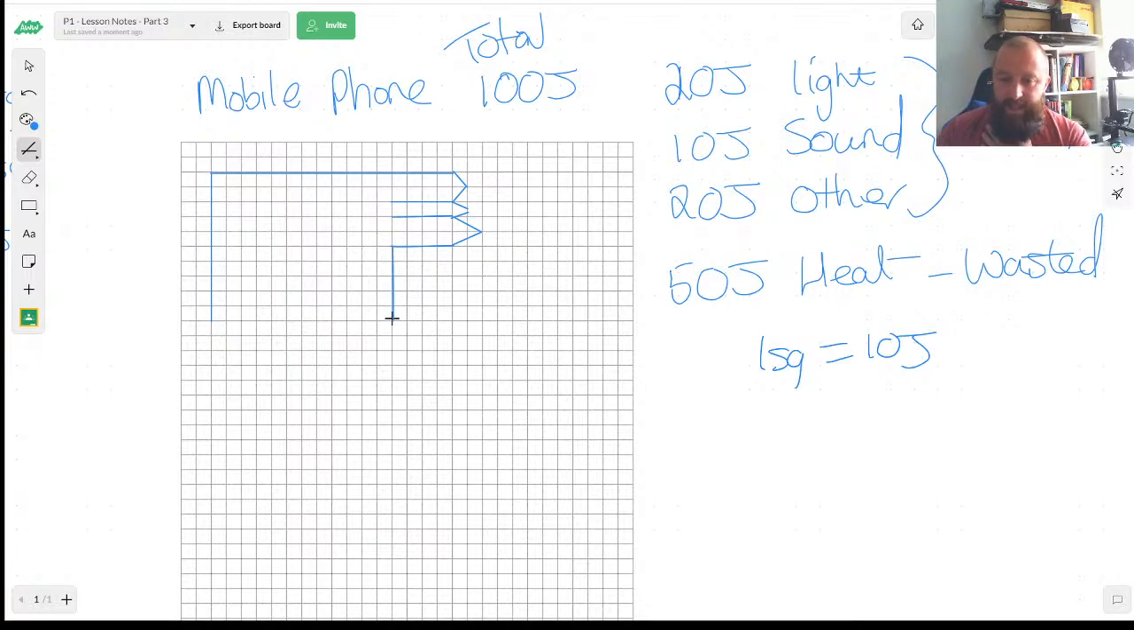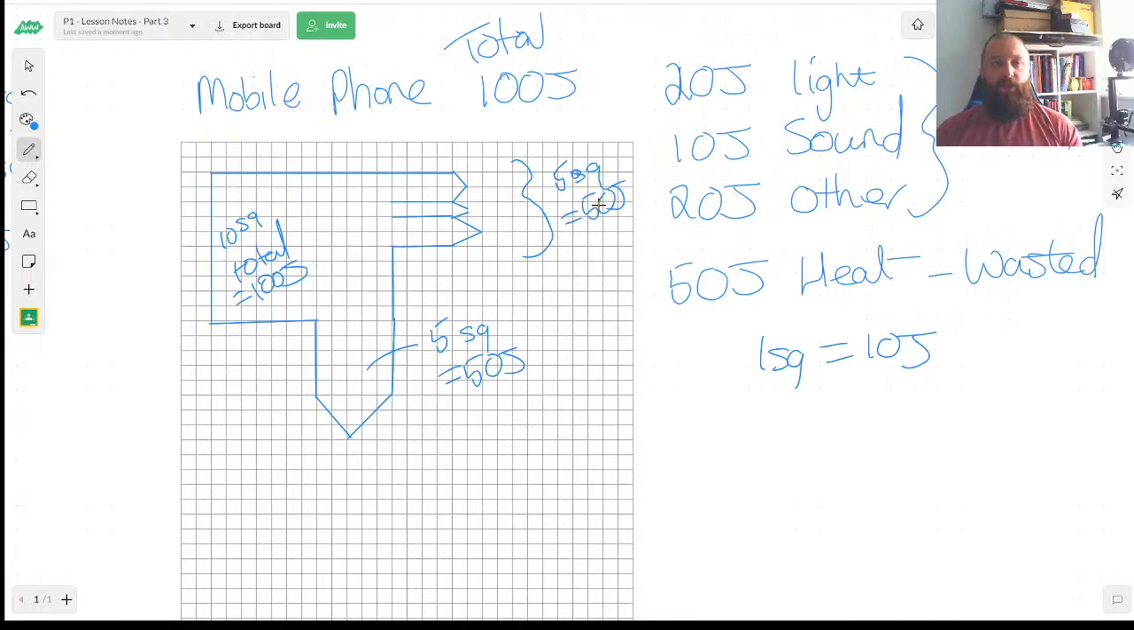Now, in terms of wasted, this arrow needs to be 5 squares wide because that represents 50 joules. So 1, 2, 3, 4, 5. There we go. So 5 squares equals 50 joules of wasted. This is 10 squares going in. That's my total, and that equals 100 joules. And the combined value here is also 5 squares, which equals 50 joules. And all of this should add up. Okay, so we can have a look at the Sankey diagram. I've got my 3 separate arrows. The total width of the arrows should add up to the total width of this one.